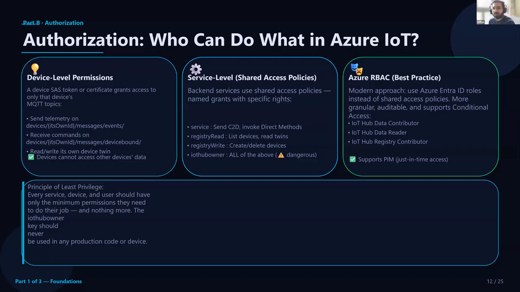Now, if you are building a new backend service, use RBAC, not shared access policies. At any point of time, the principle of least privilege is the key message here. Every identity, device, service, user should have only the minimum permissions needed and nothing more. That has to be followed.